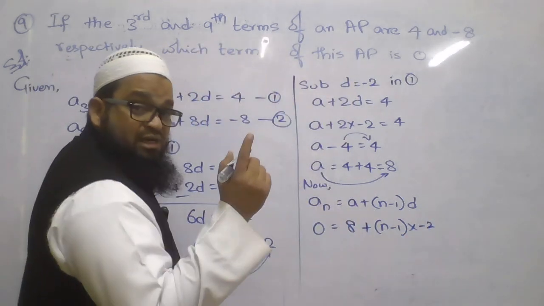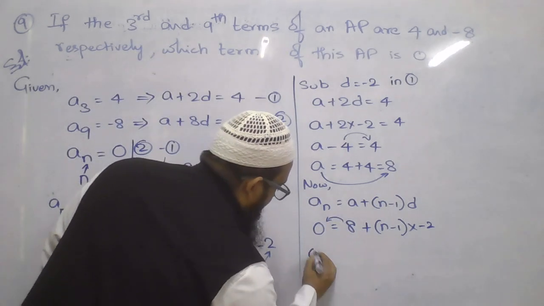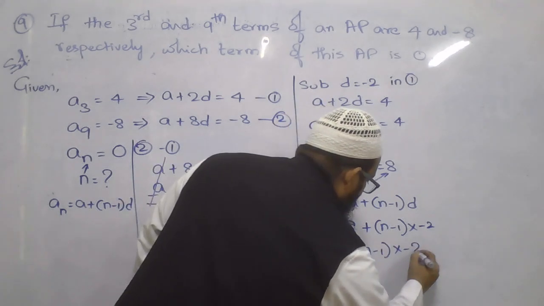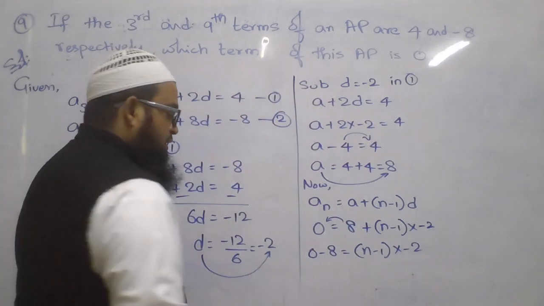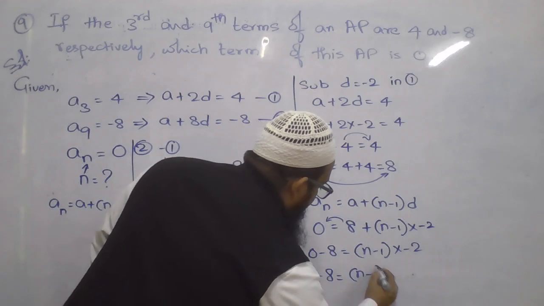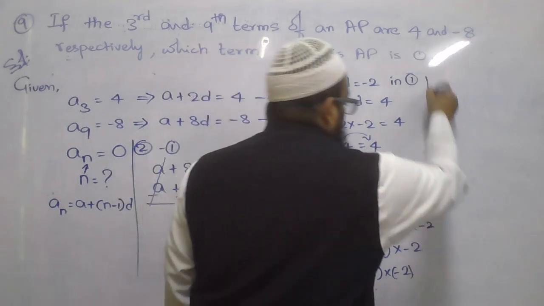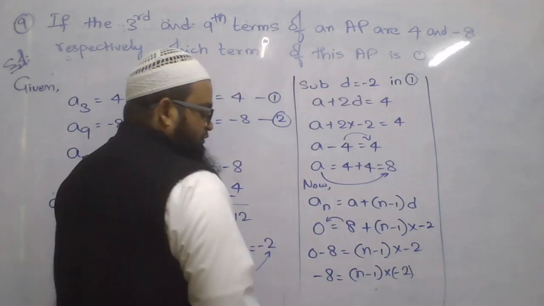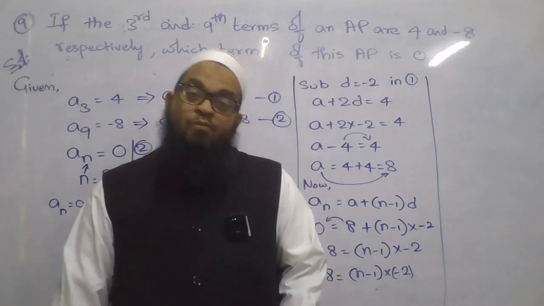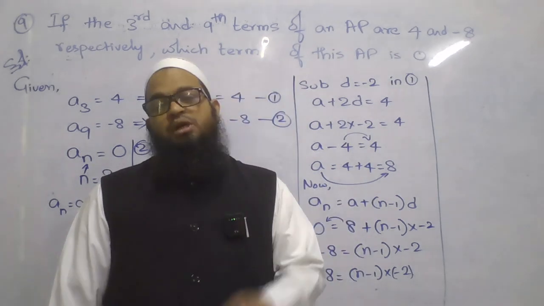So now there are two important concepts here. When you transpose 0, minus 8 equals n minus 1 into minus 2. Right, my dear students? So 0 minus 8 is minus 8 equals n minus 1 into minus 2. So now when you transpose, which one do you have to transpose? Minus 2. Some of the students made a mistake when transposing minus 2, and they will say plus.